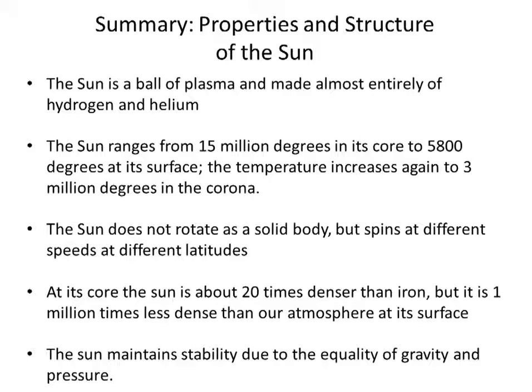And then as you go out into the sun's atmosphere, its temperature increases more, but the atmosphere is extraordinarily thin. The sun doesn't rotate as a solid object. The equator of the sun rotates faster than the poles of the sun. And the sun is stable because of this equality of gravity pulling inward and pressure pushing outward. Remember those things, and as we go further on into this chapter, to explain why the sun is stable, why it remains stable for a long period of time. So that completes the first mini lecture.